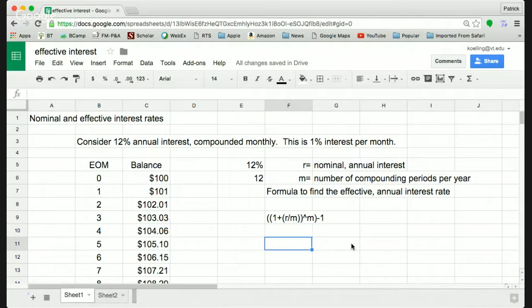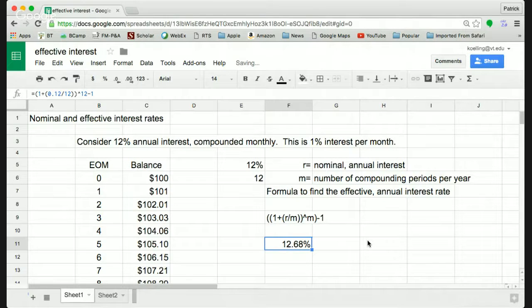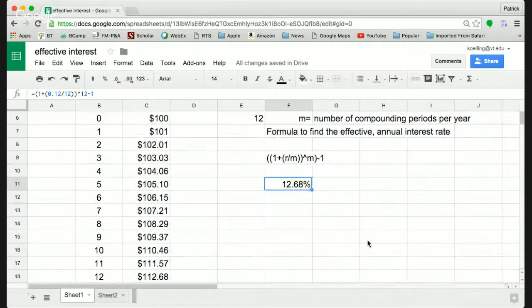Let's do it on this problem. We would say this is equal to 1 plus R over M, which is 0.12 divided by 12, to the power M. So to the power 12, minus 1. And there we have it. I'm going to convert that to a percent so we can see it: 12.68%. So the formula works fine. Very nice, very well done. That is an effective annual interest rate.